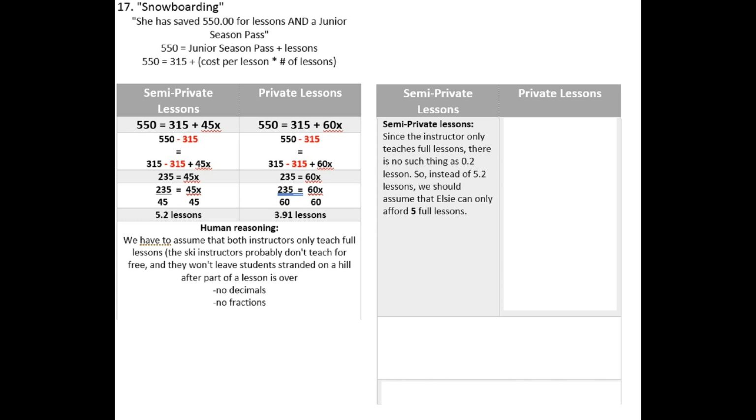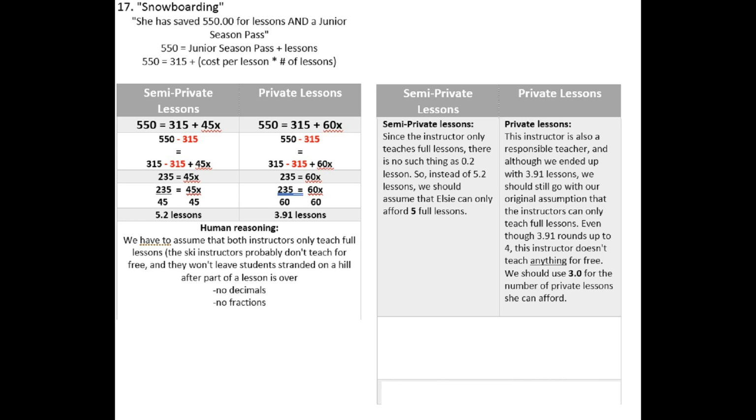Same thing for the private lessons. The instructor is responsible, and we ended up with 3.91 for that one. We're going to stick with our original assumption that the instructors only teach full lessons. Now, 3.91 rounds up to 4, but like most teachers, we're not doing anything for free. Now, this rounds down in this case. Mathematically, 3.91 rounds up to 4, but the instructor's not going to teach any free lessons. So it's 3.0 is the number of full private lessons that Elsie can afford.